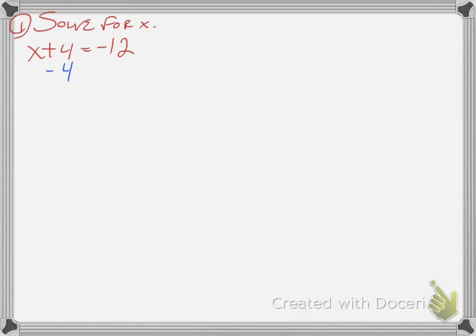But if I do it on the left side, I also need to do it on the right side. So then I have x is equal to negative 12 and negative 4 are both negative. So remember your rules for integers. Same sign, keep the sign, add the numbers, negative 16.